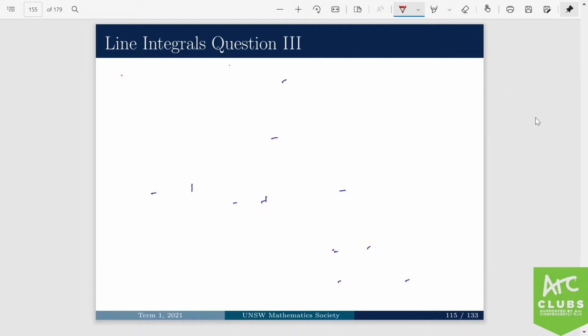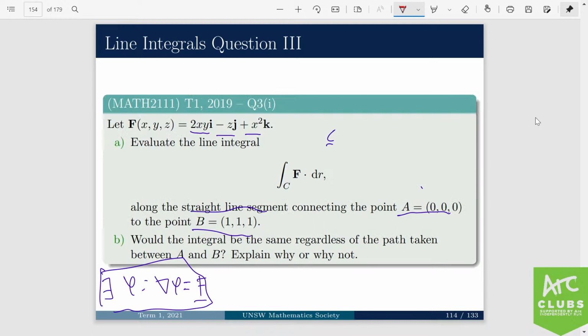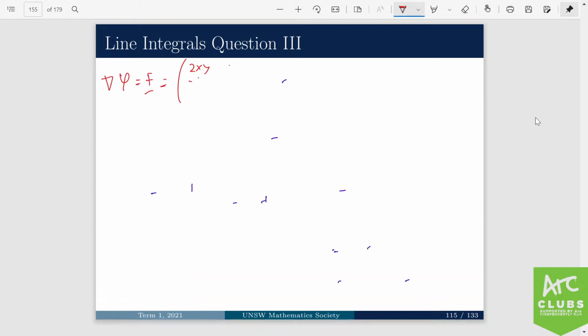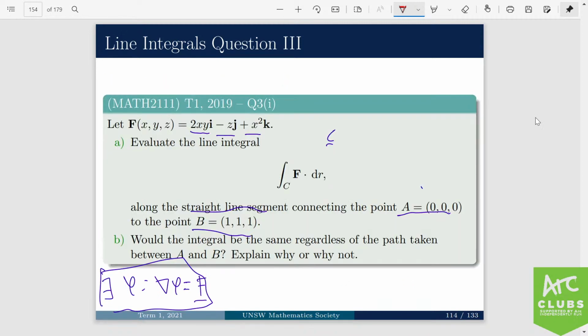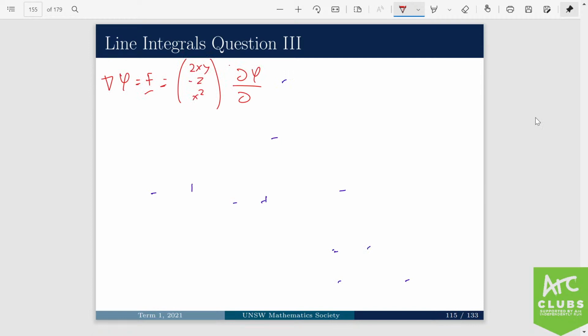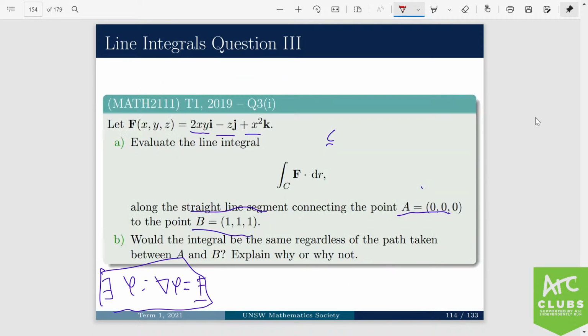So we need to find a phi such that the gradient of phi is equal to f, which is 2xy, minus z, and x squared. So how do we do this? We compare: in order for two vectors to be the same, each element must be the same. So we start with the first component. Actually, before we do this, you can try just doing trial and error because it's not too difficult. I think you can get there with a few tries. Show that the curl of f is 0.